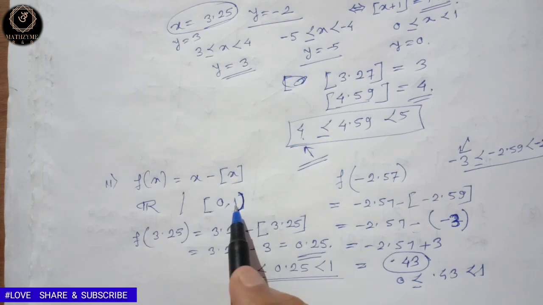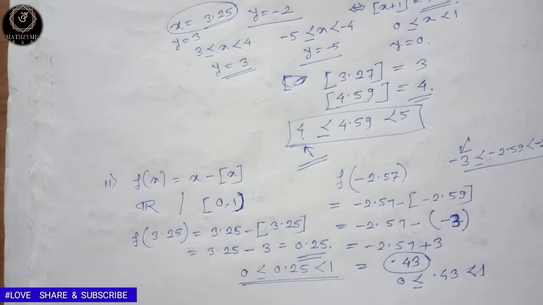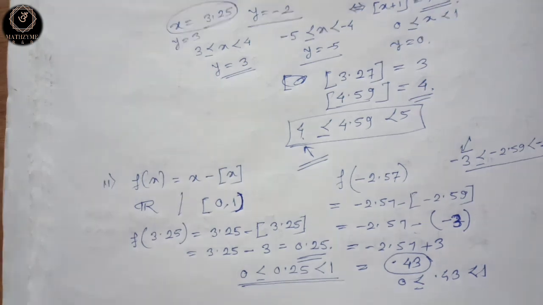0 is in the closed interval, but the 1 part is on the open interval. Okay, this is the function f(x) = x − ⌊x⌋. That is, it represents the fractional part only of x.